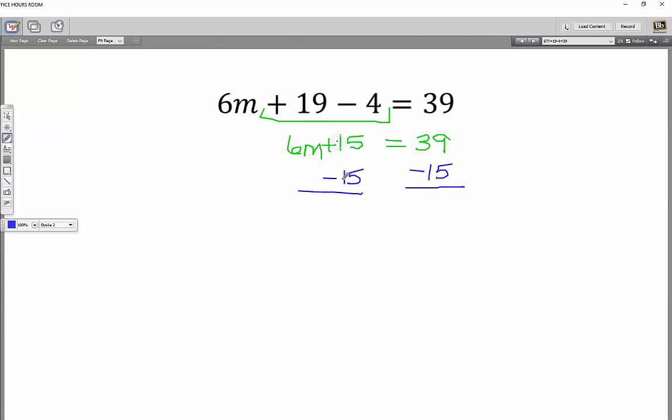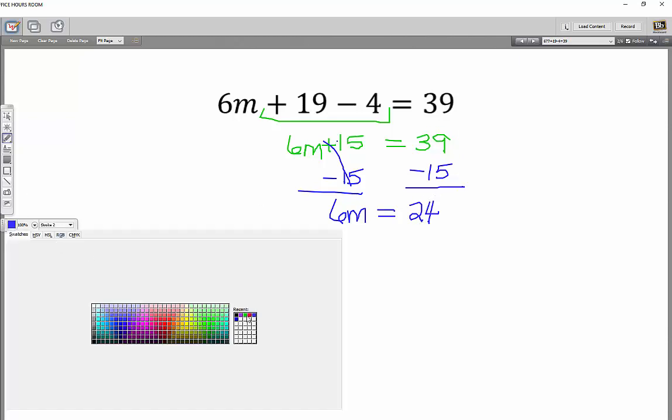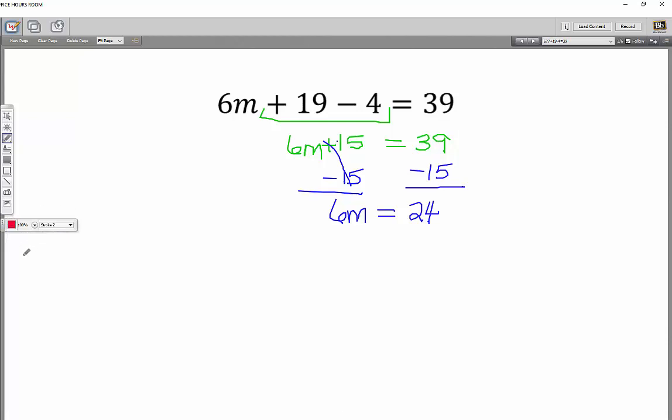6m plus 15 minus 15, well, plus 15 minus 15 cancels out to give us 0, and we're left with just 6m. 39 minus 15 is 24. We're left with the equation 6m equals 24. These are the types of equations that we have been working with this week, and we know how to solve those now. We need to undo the multiplication between 6 and m. To do that, we're going to divide both sides of our equation by 6.